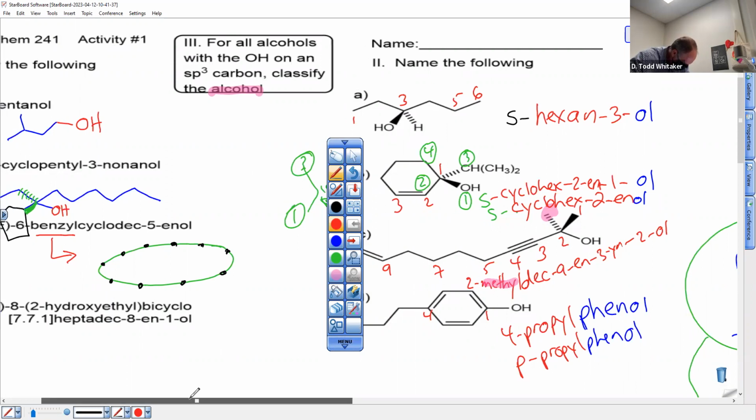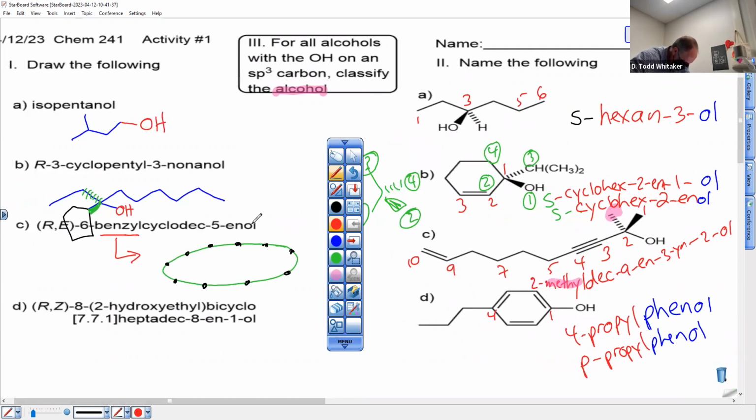So once again, this one doesn't have a number for the ol. It has a number for the ene, but not for the ol. That means, you know, 1 is the alcohol. And 2, 3, 4, 5, 6. And we have a double bond between 5 and 6. And it needs to be E. Keeping in mind, you're going to put 2 groups, no, just 1 group on 6.